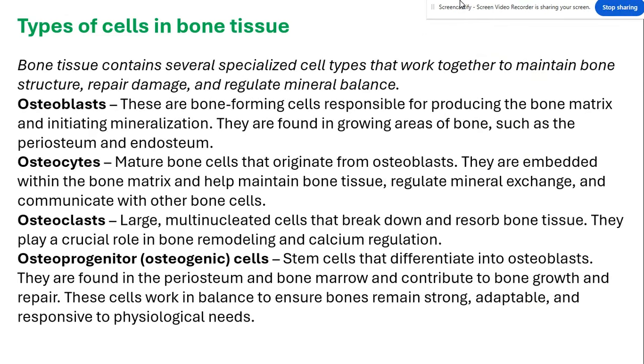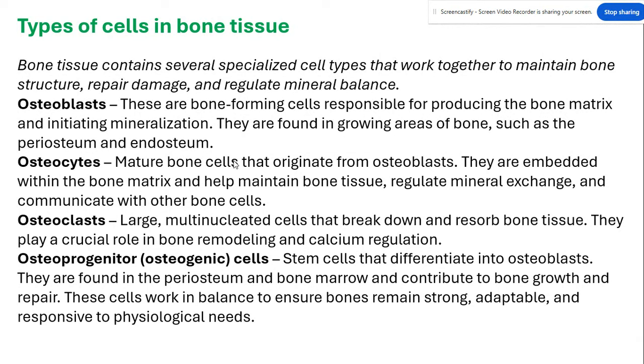Bone tissue contains several specialized cell types that work together to maintain bone structure, repair damage, and regulate mineral balance. There are at least 4 types of cells in bone tissue. Osteoblasts are bone forming. Osteoblasts build bones. They are cells responsible for producing bone matrix and initiating mineralization. They're found in growing areas of bone such as periosteum and endosteum.